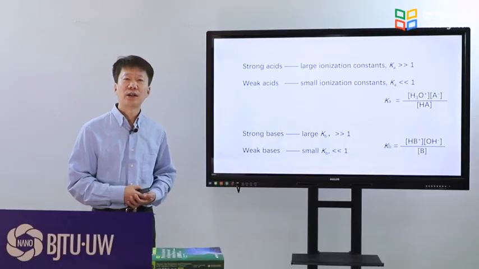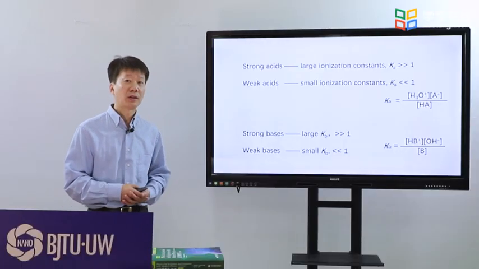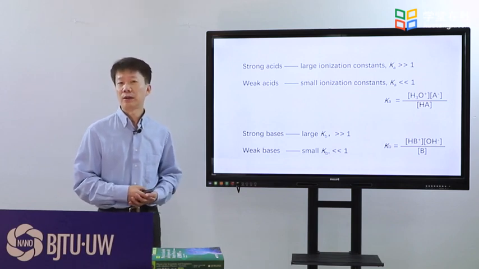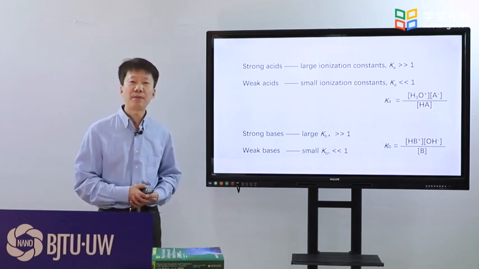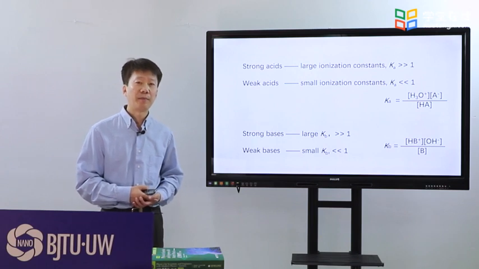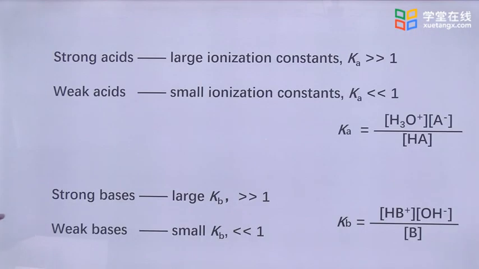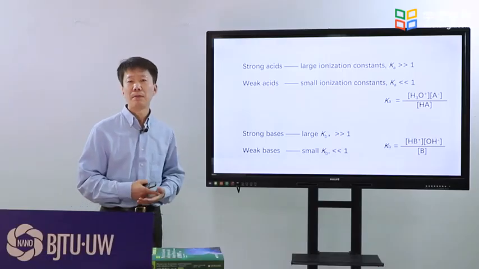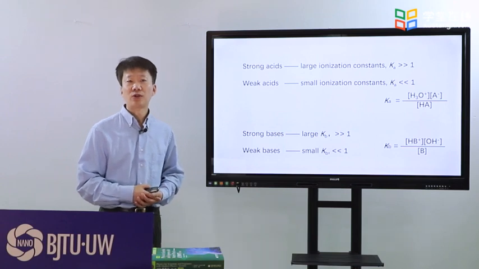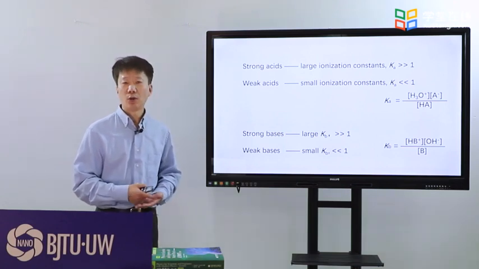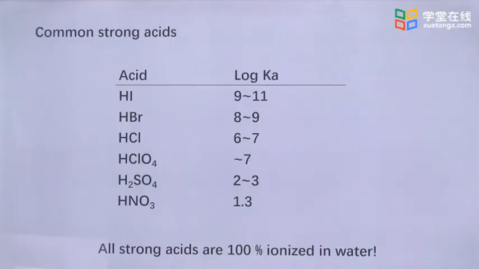For a base, if the base has a very large Kb, then it's called a strong base. If Kb is much less than 1, it's called a weak base. From the expression of Ka and Kb, we see that large Ka and Kb mean a very large concentration of proton or OH minus. Here in the table, the most common strong acids are listed.